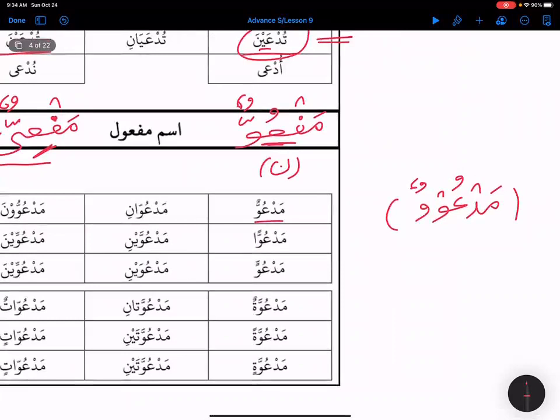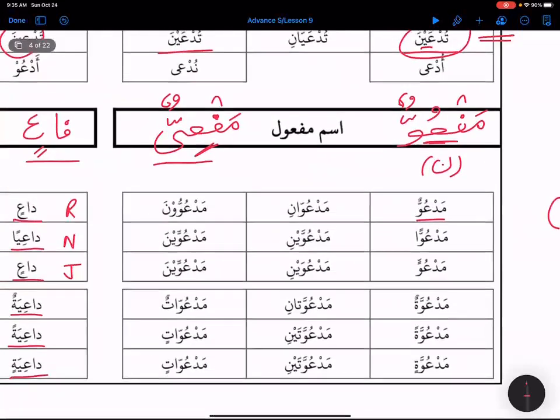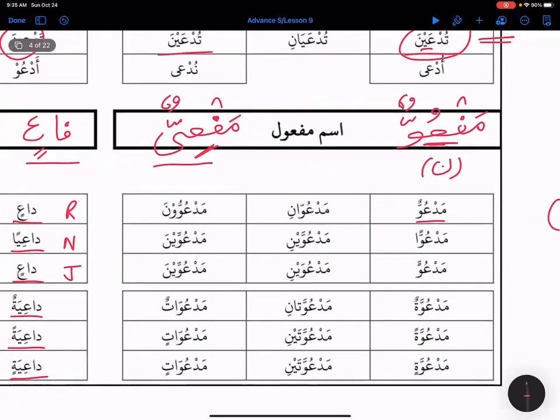So basically, it was mad'uwun, maf'ulun, right? But then these two vowels merge together, the wow with the fatha pattern and the weak letter. Yes, we learned that. So they merge together, and now we have mad'uun. Okay, so mad'uun, mad'uwan, and mad'uwin.